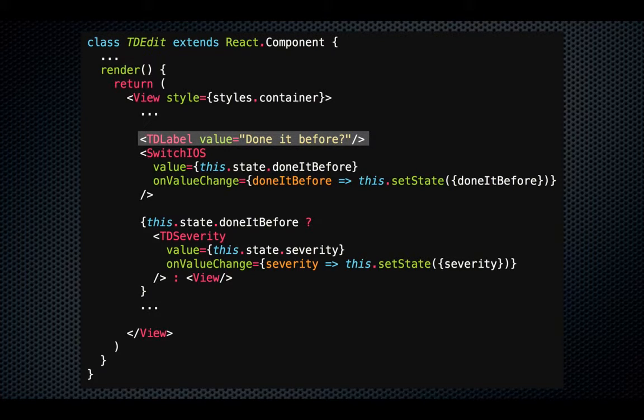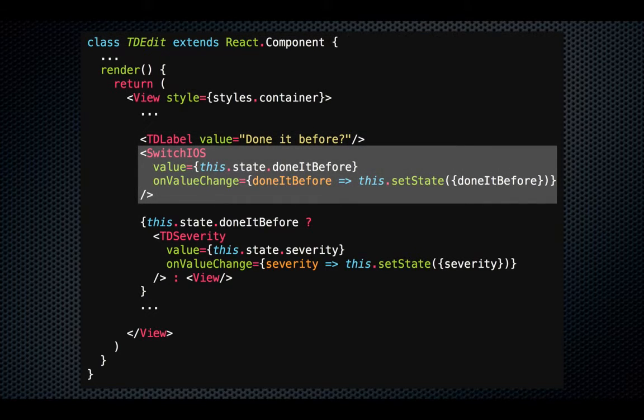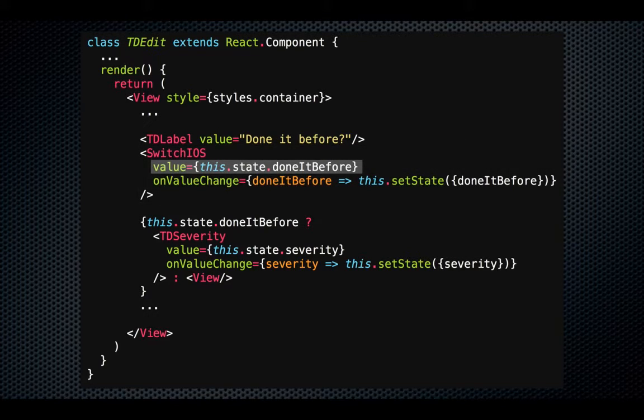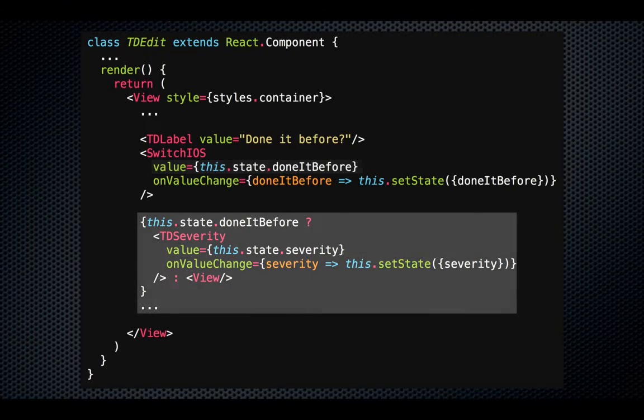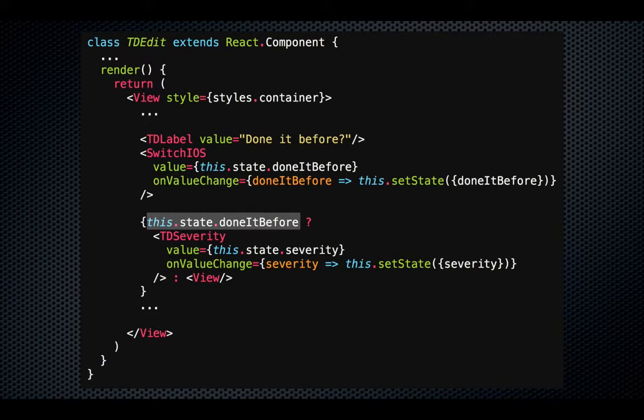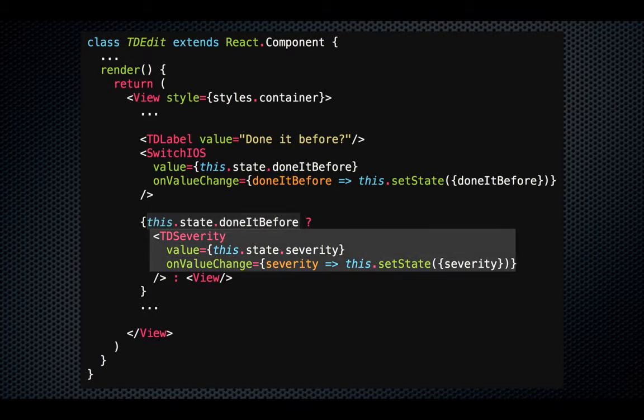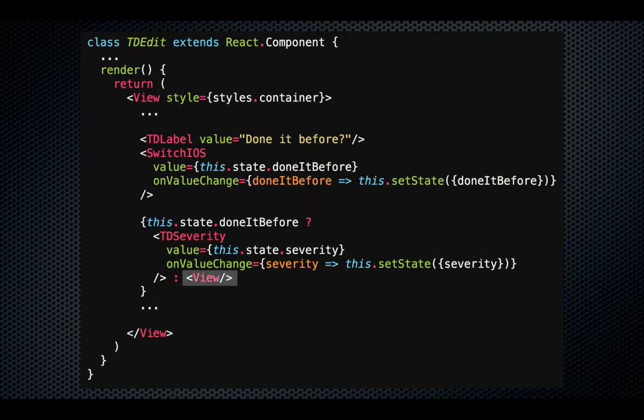Okay, so we've got a label here. All my labels kind of look the same. Again, I'm trying to keep the styling in one place, so I put them in a tiny little lightweight component of their own. Underneath the label, we have our switch. This is a custom iOS switch, and it takes a value that is set to a state variable. What we then do next is we look at the value of that state variable, and if the switch has been flicked, then a custom severity component will be displayed. Otherwise, we'll just display nothing or an empty view.